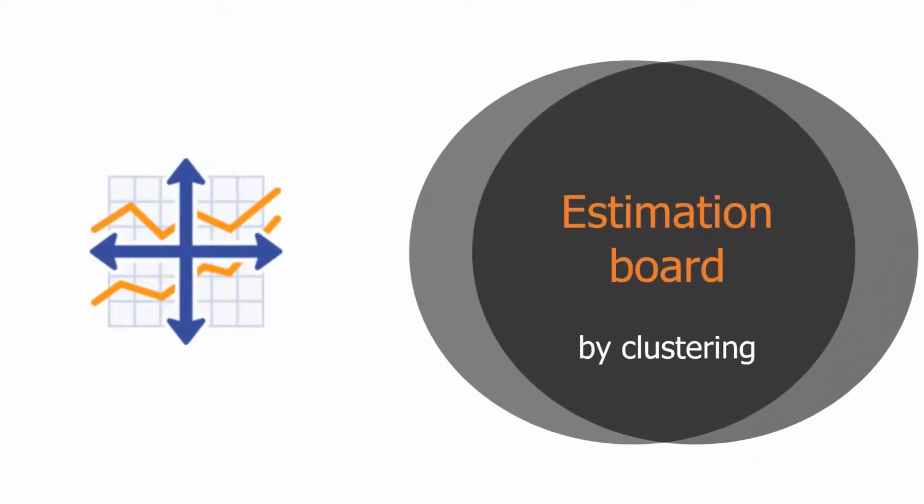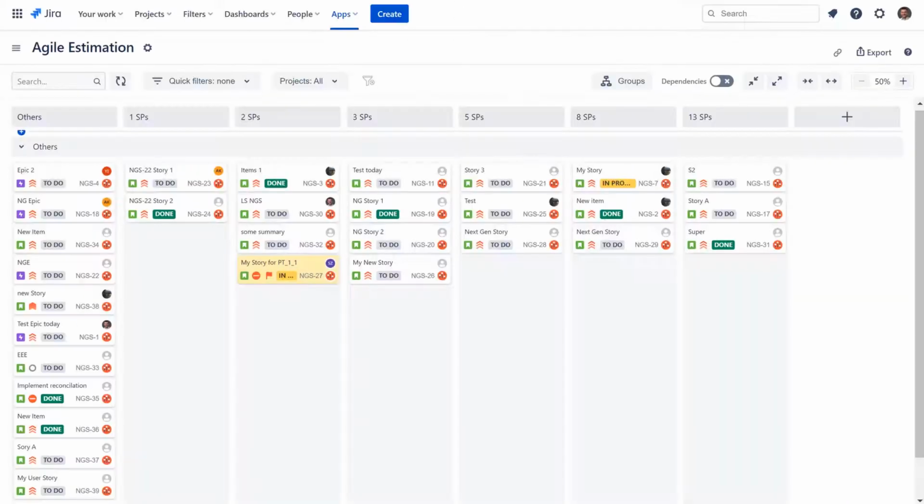Visual estimation techniques are widely used in the agile world. One of them is estimation by clustering. I have created a board where I have defined columns as Fibonacci sequence values. Also, I have mapped these values to the story points field in my projects. As a result, I got all already estimated items on my board in the columns.